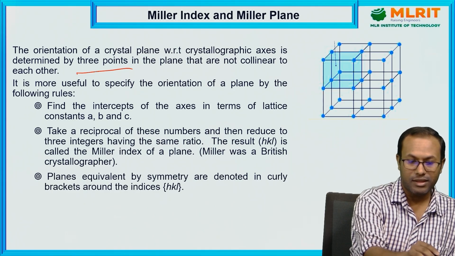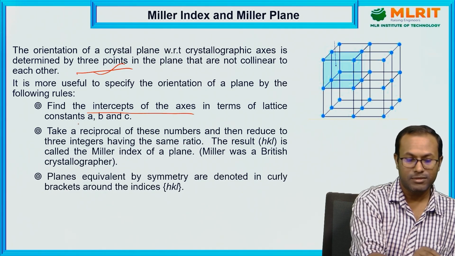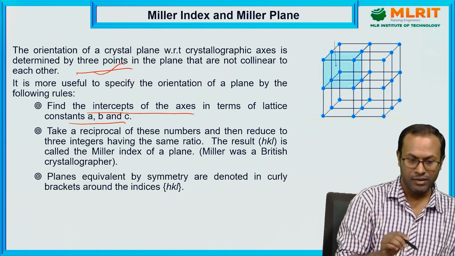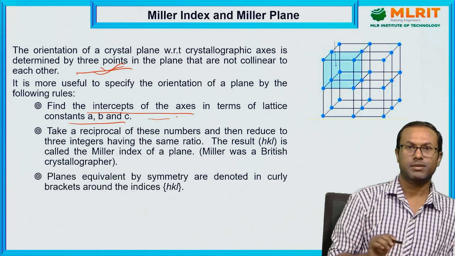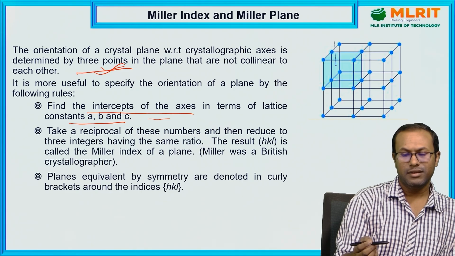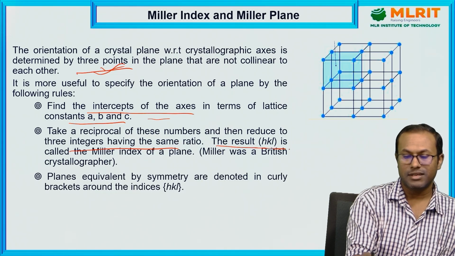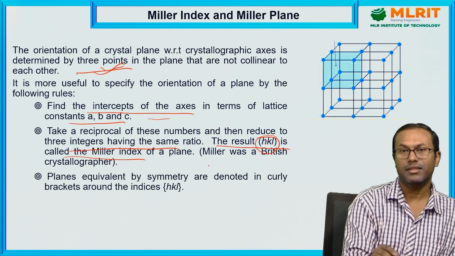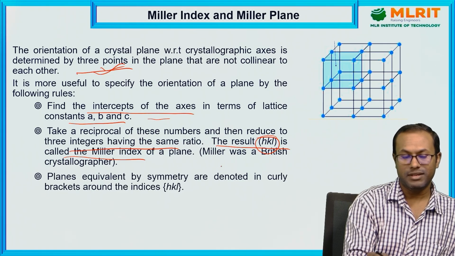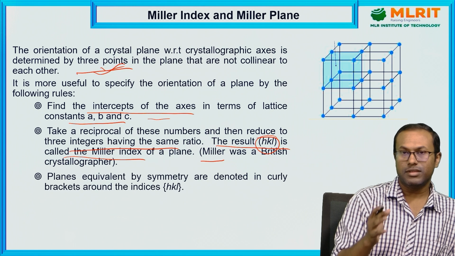If we know these 3 points, we can easily determine the intercepts on the crystallographic axes in terms of the lattice parameters a, b, c. Now we take the reciprocal of these numbers and then reduce them to 3 integers having the same ratio. That result gives the Miller indices, denoted by h, k, l. The name was given after the British crystallographer Miller, who first discovered these things, and the plane associated with it is called the Miller plane.